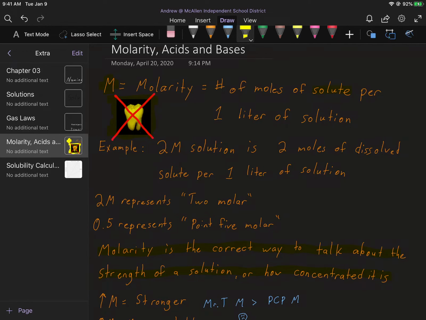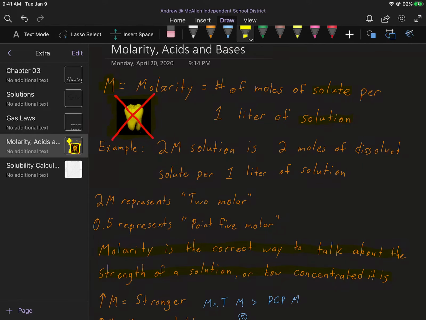Solute, if you remember from the last unit, is the amount of stuff that's dissolved in a solution. So the solution is the solute and the solvent. The solvent is what does the dissolving. The solute is what is dissolved. Molarity is how many moles of solute are in that solution. The more moles in that solution, the higher the molarity. The stronger it is, the higher the concentration.